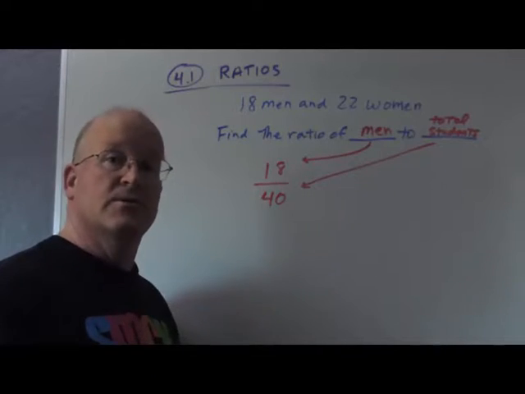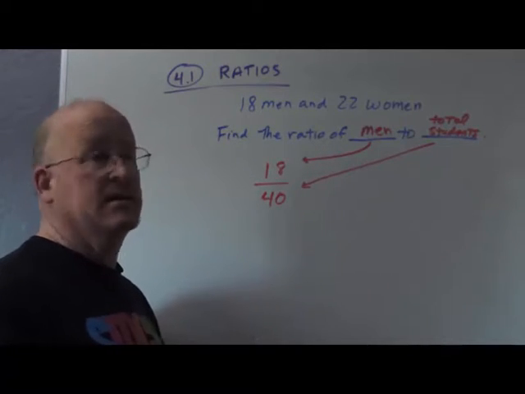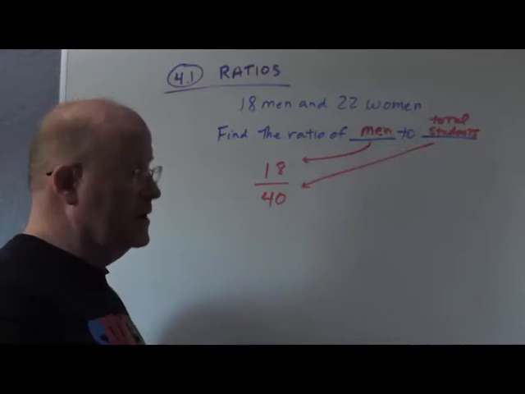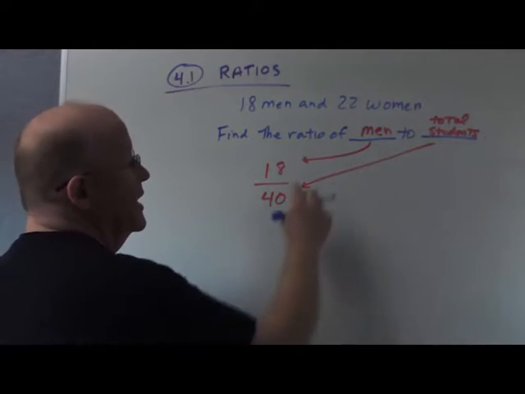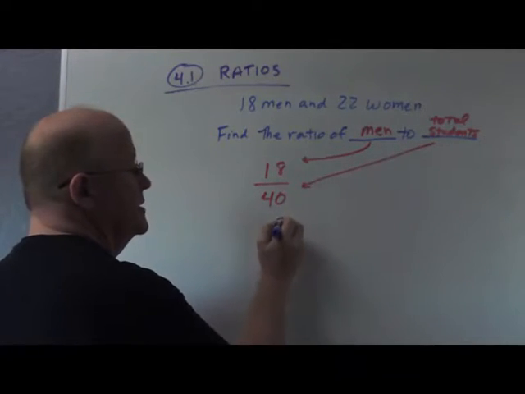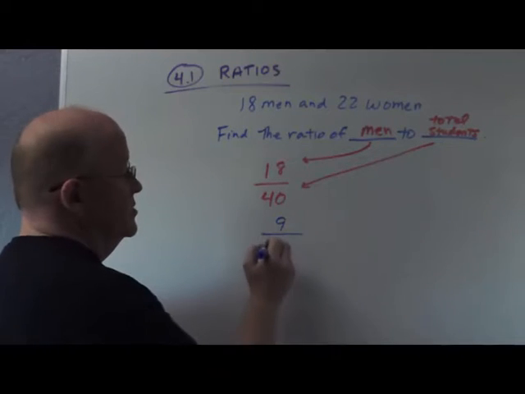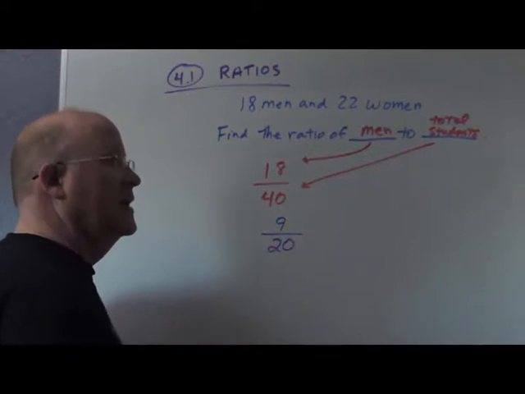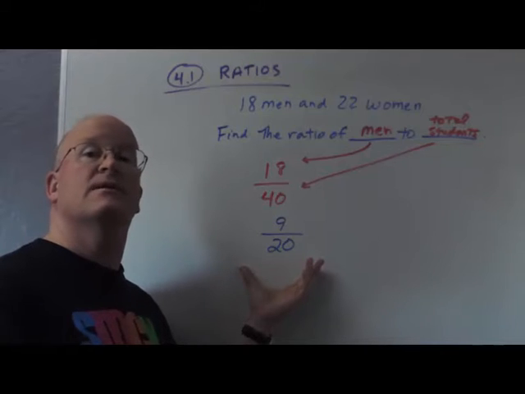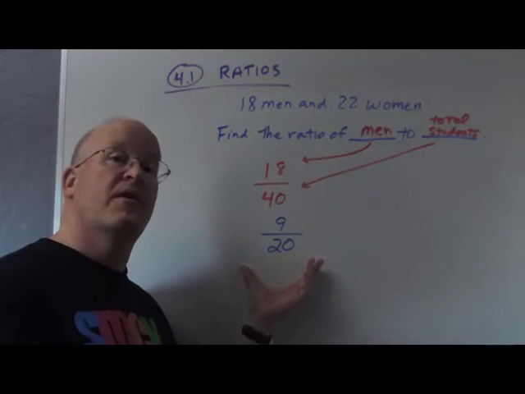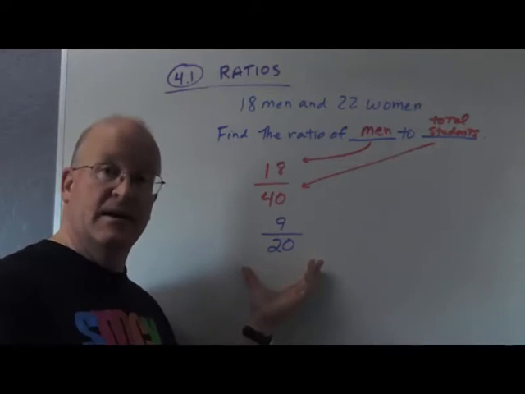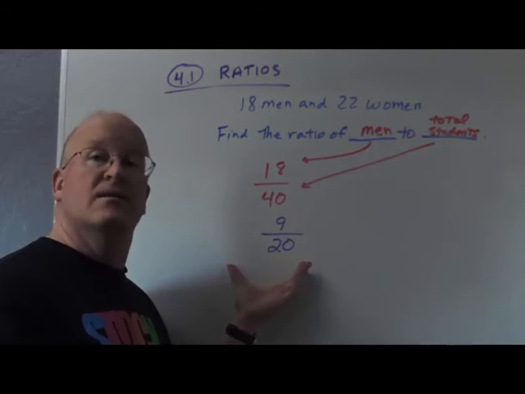Now it's time to reduce this ratio. 18 and 40 are both even, so I know that I can divide each by 2. 18 divided by 2 gives me 9, and 40 divided by 2 gives me 20. Now 9 and 20 are relatively prime. That means there is no factor in common that can be divided out, so this is now simplified.